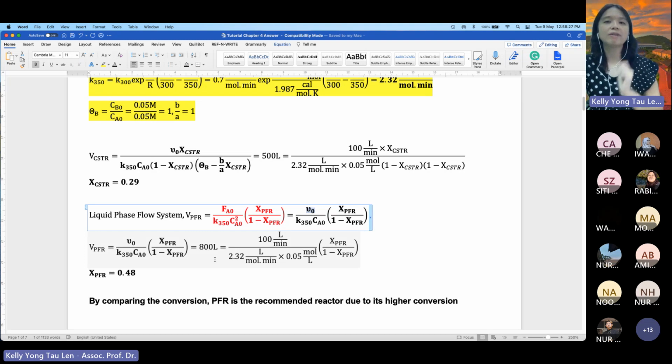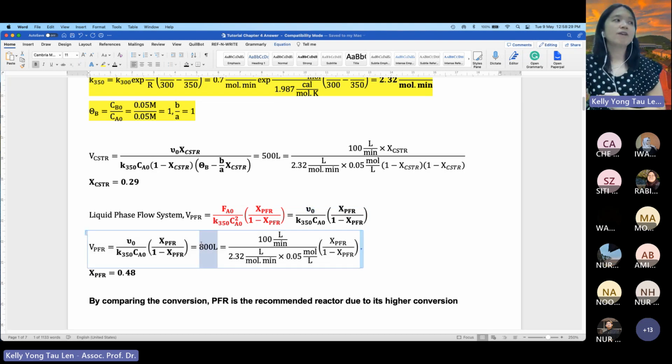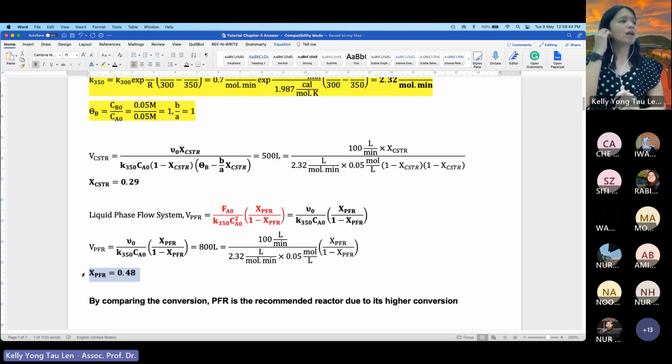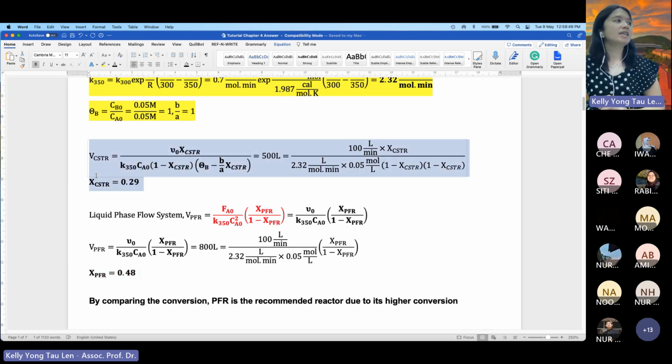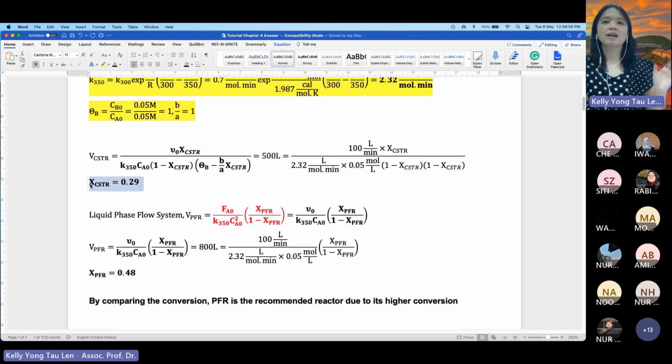So just that, except that the volume untuk PFR in the question was 800 liter. So you replace lah 800 liter. Okay, the rest information you replace subsequently and you will get the conversion of the PFR as 0.48. So solution PFR ni senang sikit, dia bukan quadratic. Yang CSTR ni is quadratic. So if you have time, you have to practice sebab dalam test dengan exam akan keluar di mana penyelesaiannya kamu kena solve quadratic equation.